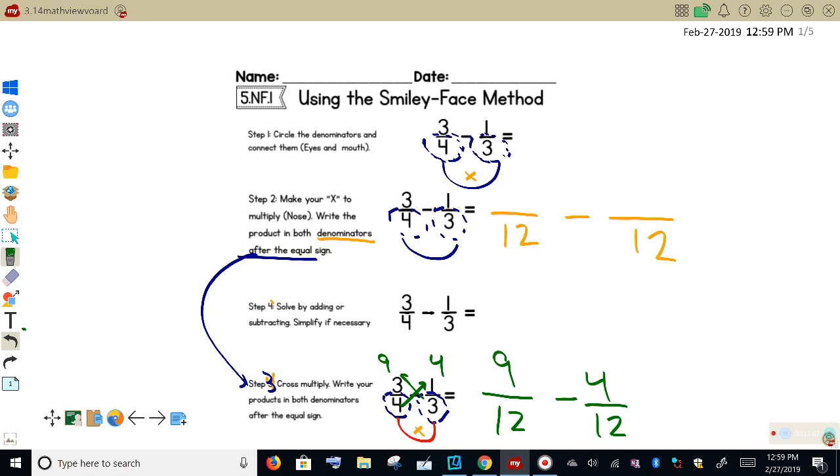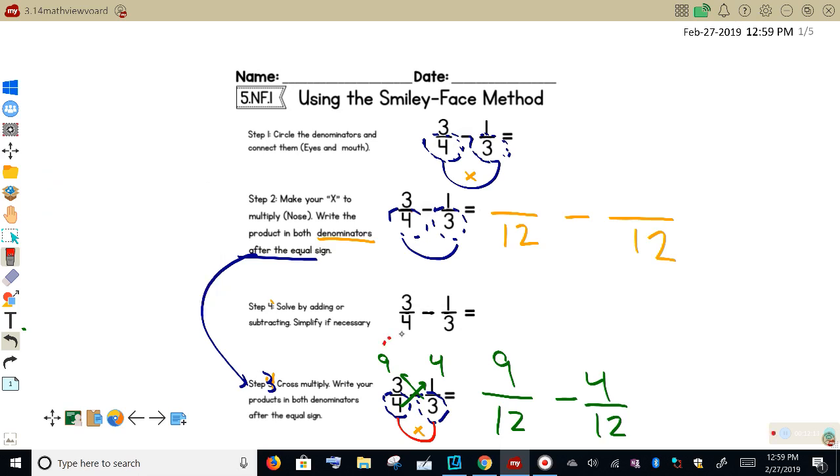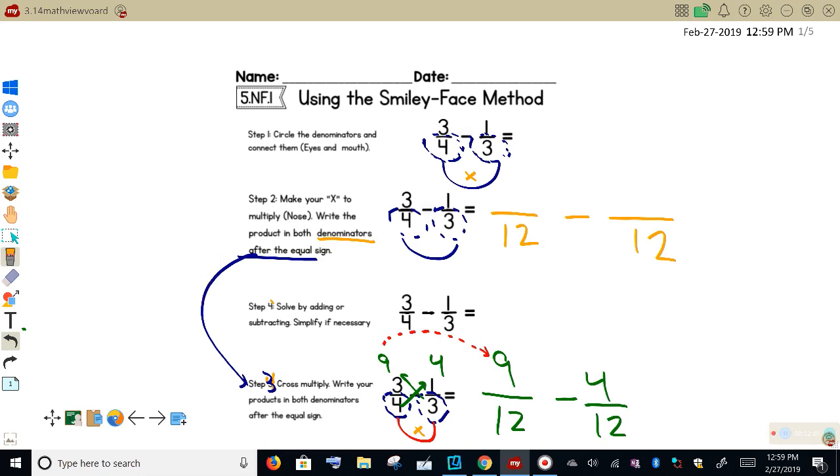Do you guys see where I got the 9 and where I got the 4 from? The 9 goes over here. And I'll use orange. This 4 went over there. See that? Okay, what do you guys think we do next?